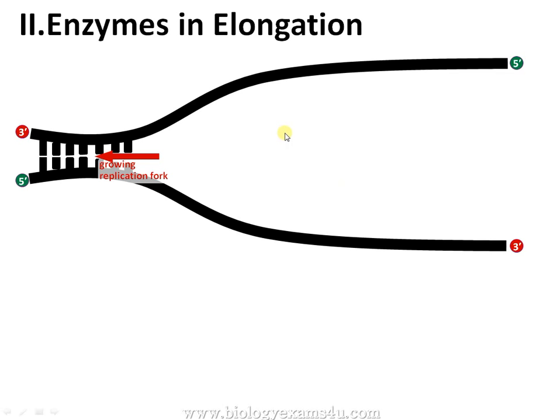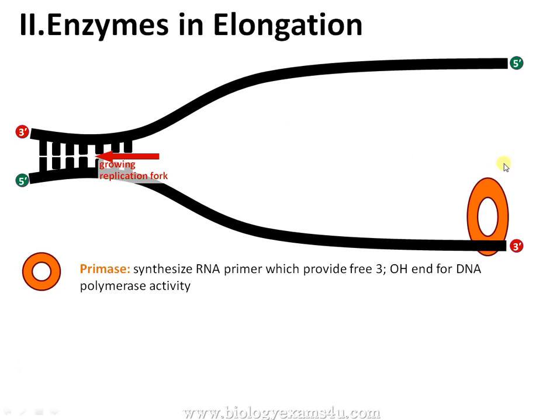Now the enzymes in the elongation process. First of all, there is no DNA polymerase that is capable of initiating a DNA synthesis. A primer is required, and that is synthesized by the enzyme primase. And this primer provides a free 3' OH end so that a DNA polymerase can synthesize from that end.